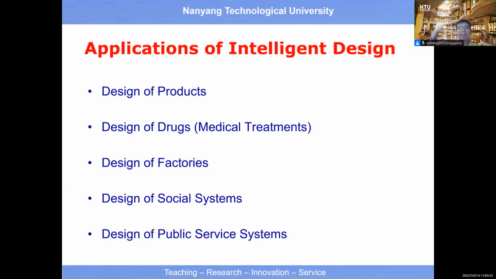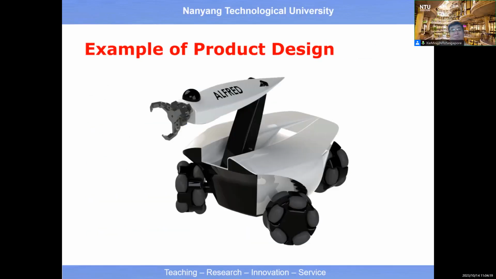Then we can apply AI theory and AI technology to help us design mechanical products and medical products. A medical product is a drug. And eventually we can also design systems or large systems such as a factory, school, or eventually a city, or public service system, etc. So this is a very, very important and challenging application faced by AI.